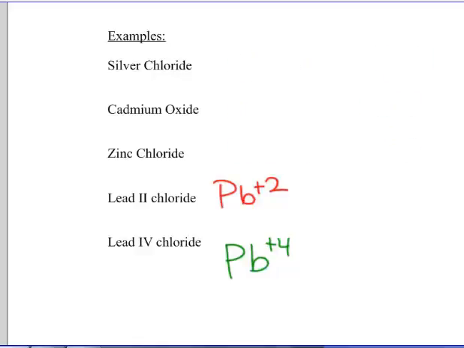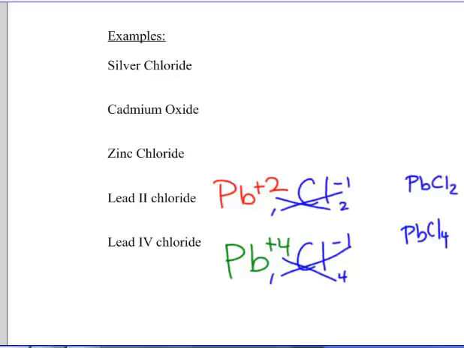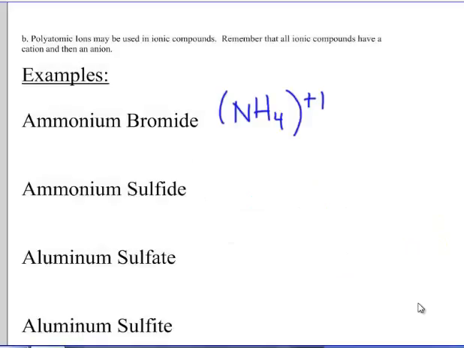Now we can do lead Roman numeral 2 and lead Roman numeral 4. The difference between these is in their charges. They both have chloride as the anion, Cl-1. When you cross the charges, you can see that the different charges for lead give different formulas, PbCl2 or PbCl4.